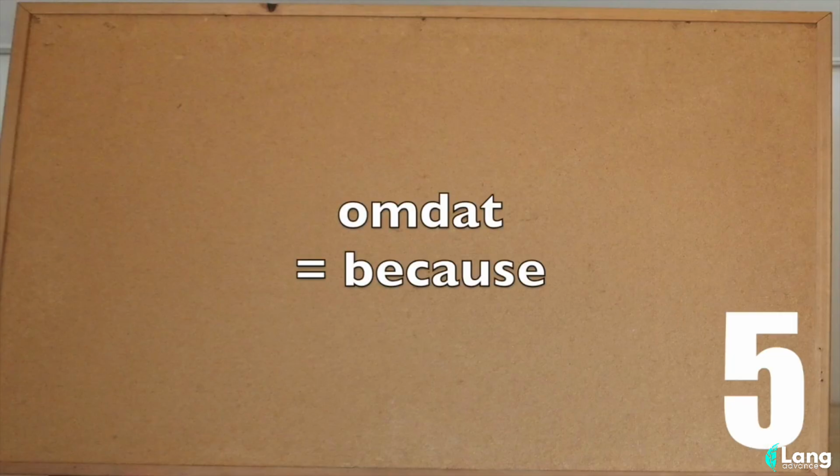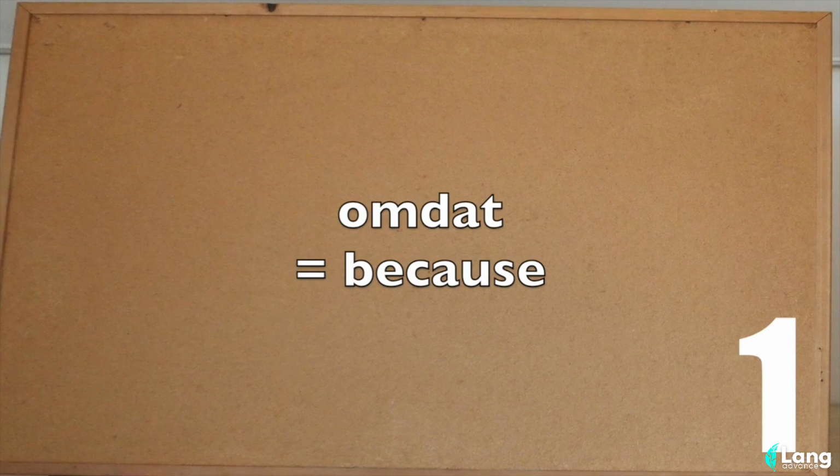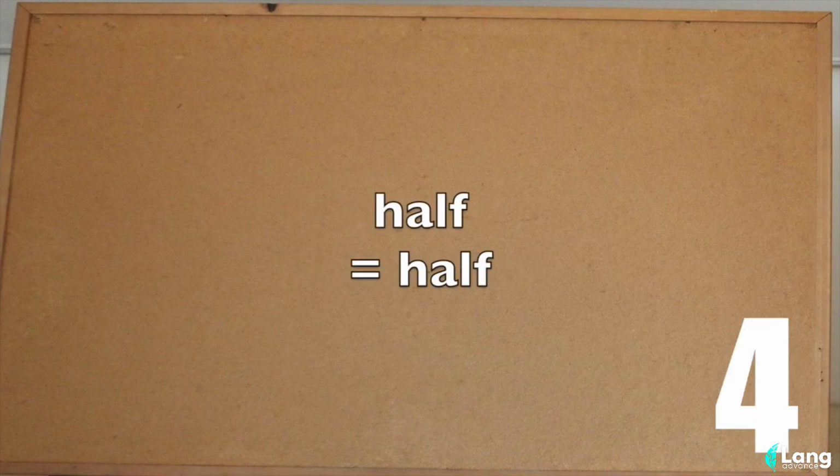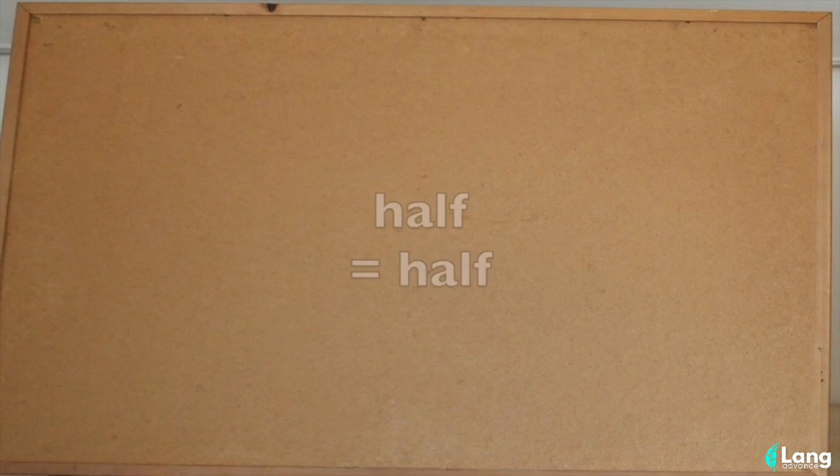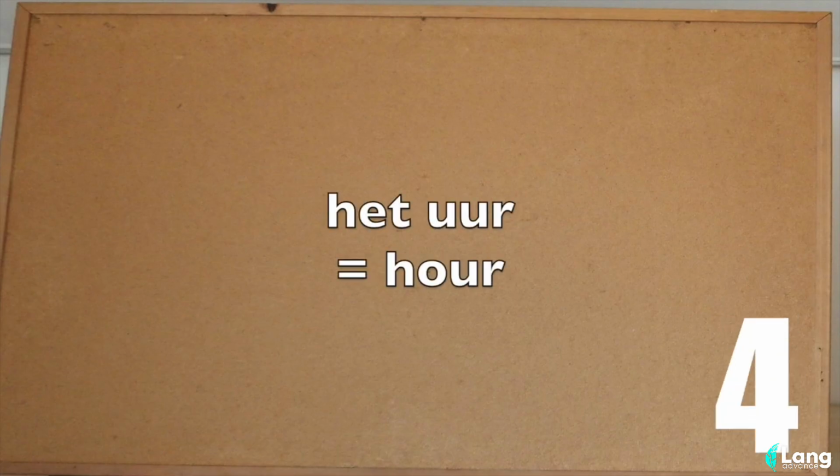Here is the first one. Omdat is because. Half is half. Het uur is an hour.